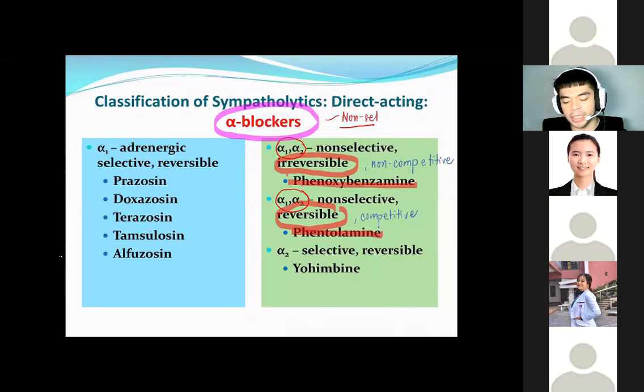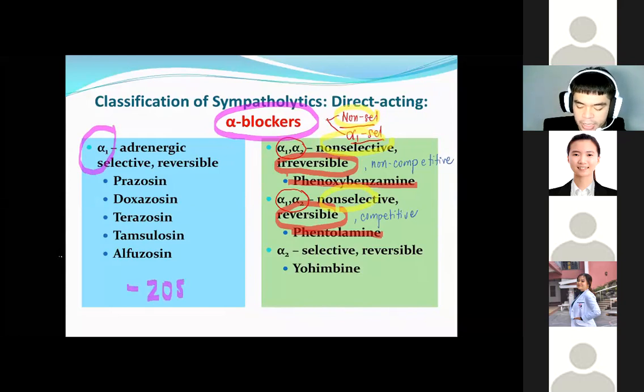But, I repeat, both are non-selective. That's the first subclass. Next, after natin sa non-selective, we also have alpha-1 selective blockers. Alpha-1 selective blockers are the ones in the left portion. Ang palatandaan ng examples, these are the agents that end in zosin.